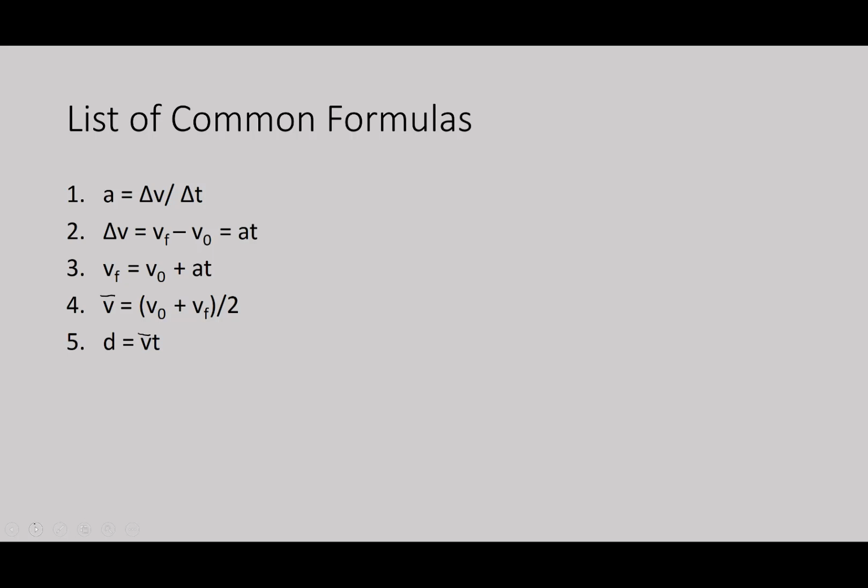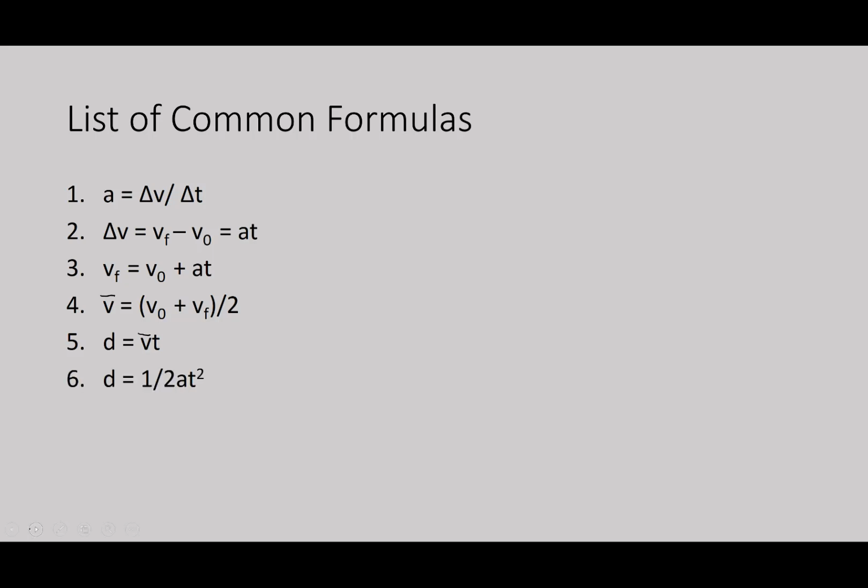Okay, and then the fifth formula that we have on our list is distance is equal to our average velocity times our time. So if you think about driving in a car and you are driving at an average rate of 50 kilometers per hour and you travel for 2 hours, well, the distance you covered in that 2 hours would be 100 kilometers, because you would take your 50, your rate, times the amount of time that you were going.